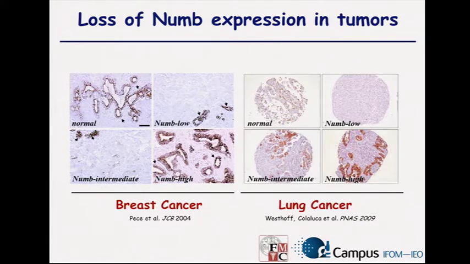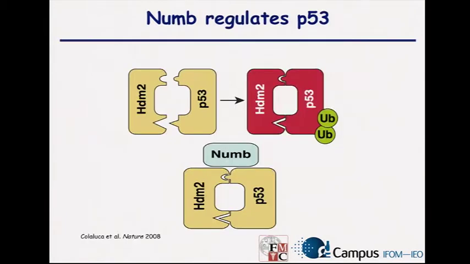We have proven that the loss of NUMB in this case is due to hyperdegradation. So the protein is normally synthesized, but the machinery that normally degrades NUMB, which is a ubiquitination-based machinery, is overactive in these tumors, and therefore in one third of breast cancers, NUMB is lost. And we have proven that this has pathogenetic relevance, is causal to these tumors.